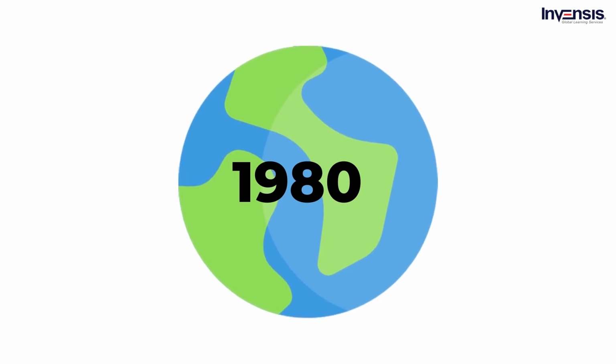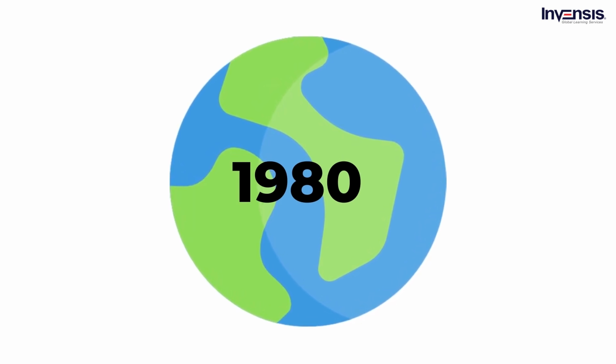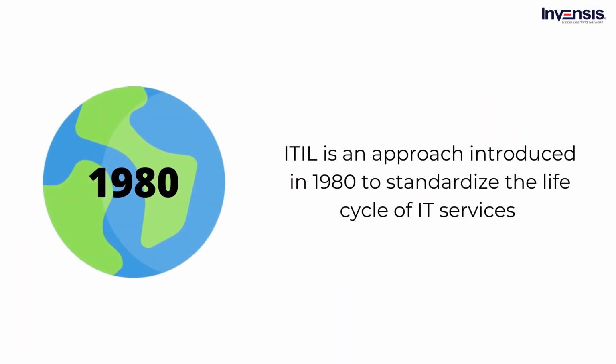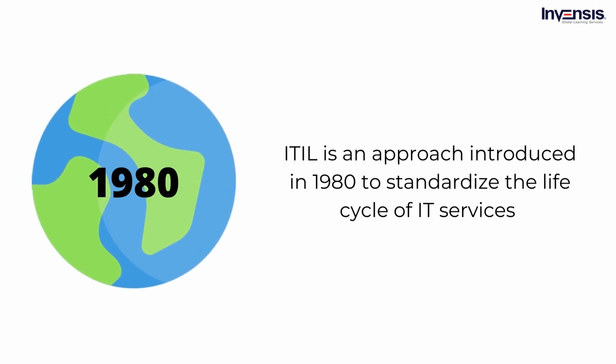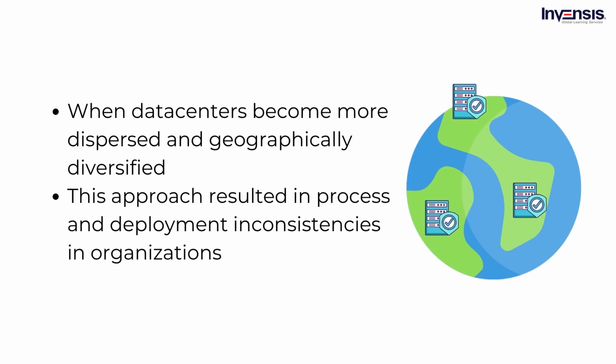In the year 1980, the UK Government Central Computer and Telecommunications Agency, CCTA, created a set of guidelines to standardize IT management practices across government functions in response to the rising reliance on technology. ITIL is a methodology for standardizing the life cycle of IT services that was first introduced in 1980. When data centers become more dispersed and geographically diversified, this approach results in process and deployment inconsistencies and uneven or unsatisfactory IT service performance in organizations.